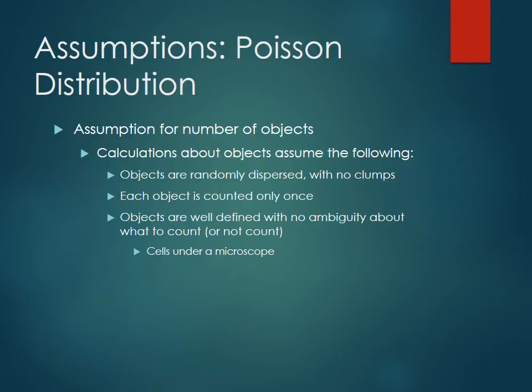The assumptions for the number of objects that we're looking at are that the objects are randomly dispersed. Hopefully you're not getting any clumps. So it should be randomly distributed throughout that range. Again, each object is only counted once, and there shouldn't be any ambiguity about what to count. For instance, if you were looking at cells under a microscope, you'd make sure that every investigator looking at those cells knows what to count in order to make sure the results are consistent. Otherwise, you're going to get bias entered in, and you can have some issues there.